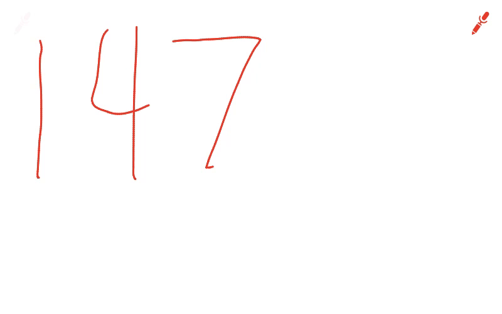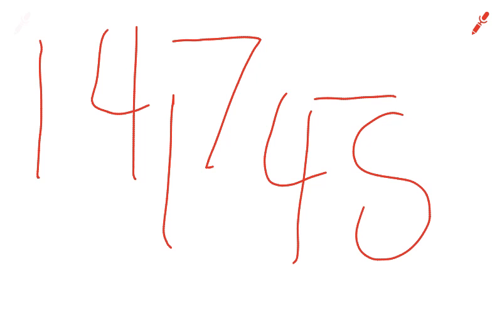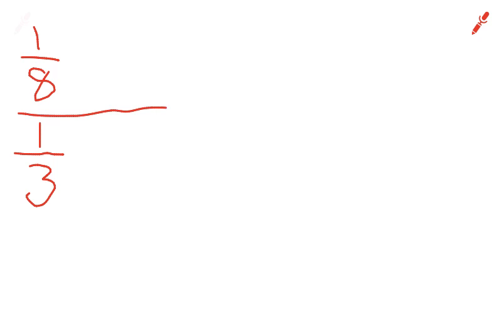Okay, today we are doing page 147 and 148. This is a review of least common denominators, and they give us a chart with a couple of fractions to start with, 1 over 8 and 1 over 3. And they're asking us to figure out the multiples.